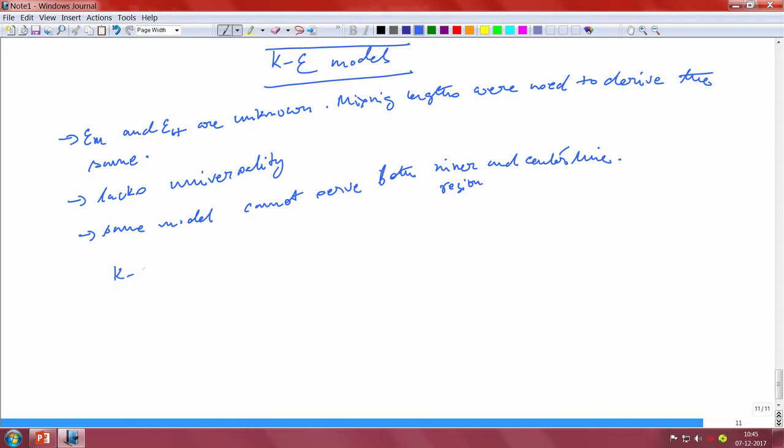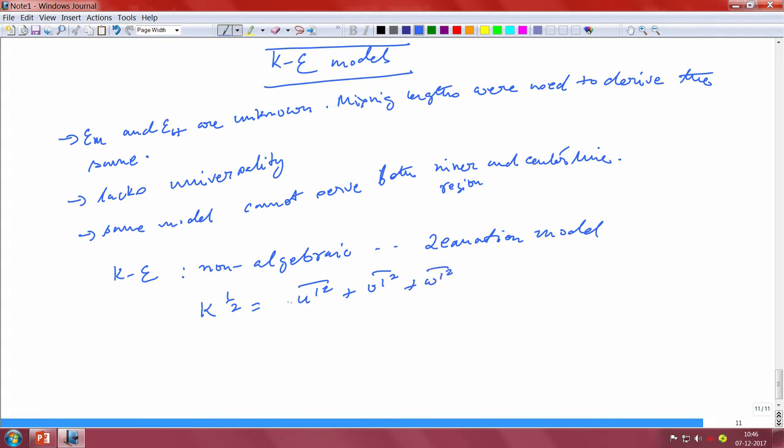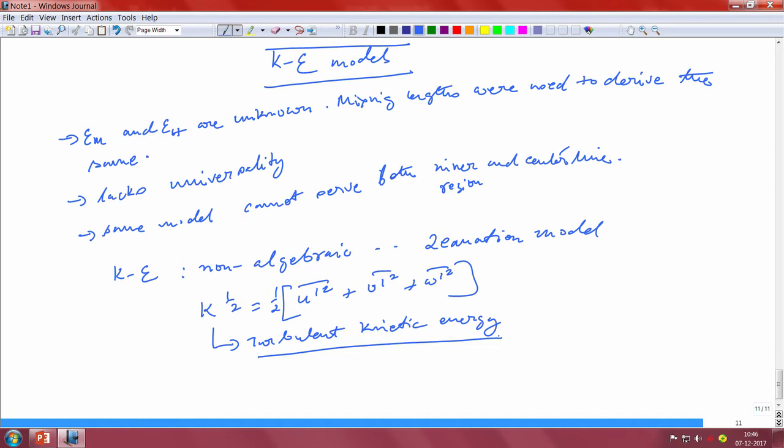So, the K epsilon model was basically a non-algebraic model. Basically, you devise two more equations. It is called a two equation model. One equation for K, one equation for epsilon, where K basically stands for the turbulent kinetic energy. If you remember the matrix that we did, this is what we call the turbulent kinetic energy.